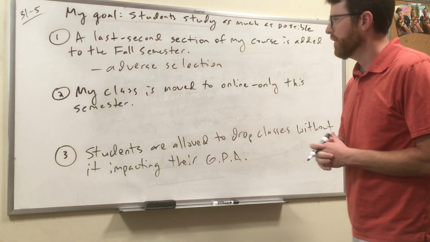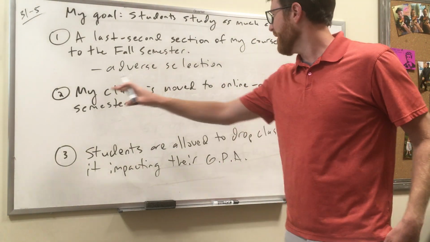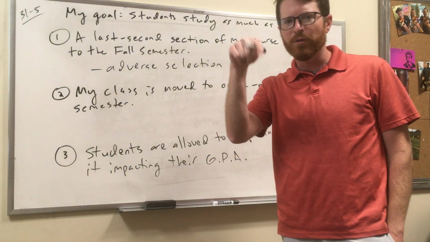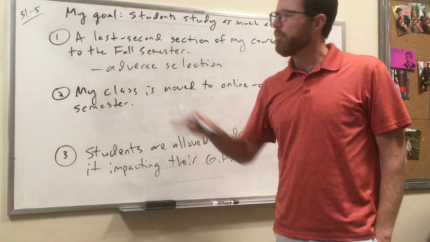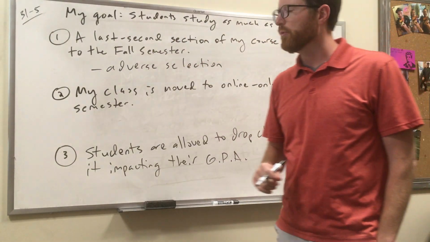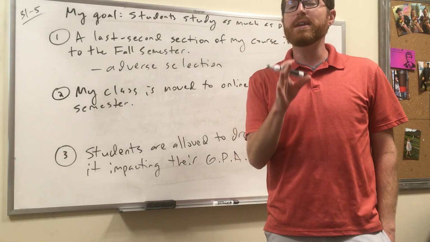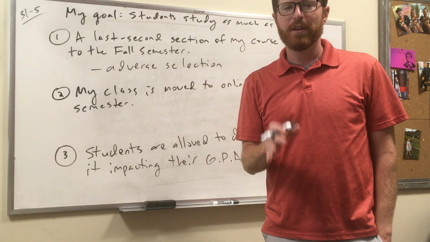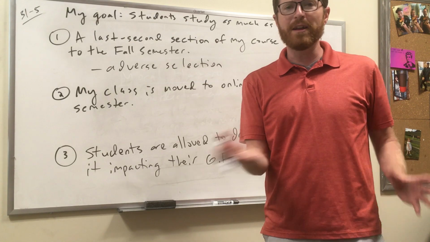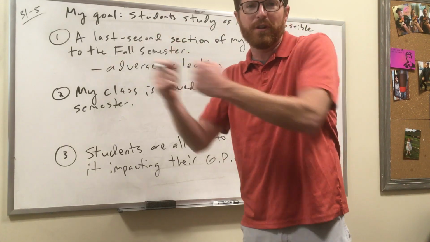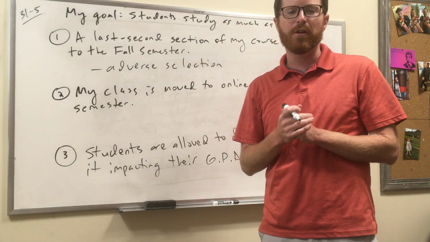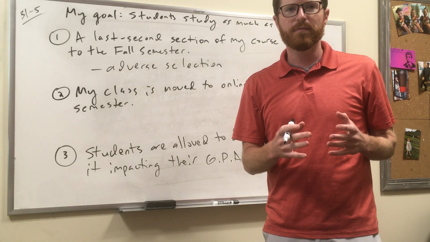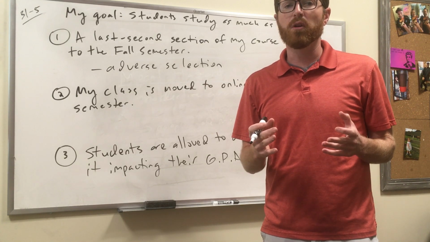Second example, and it's happening right now: my class has moved to online only this semester. My goal is to get people to study as much as possible. There will not be any adverse selection. The students that are in my class already signed up. They can't self-select. They can't choose to be in the class anymore. So there's no adverse selection. But I'm pretty sure there's moral hazard.